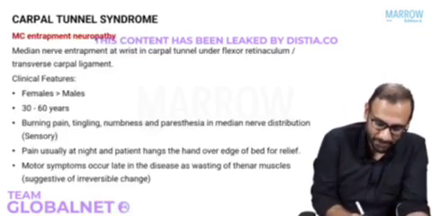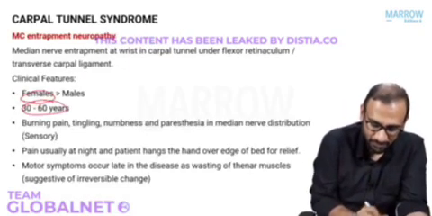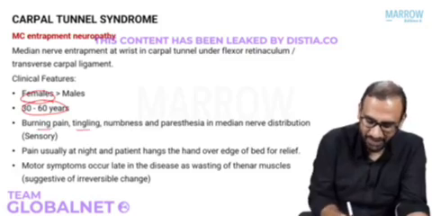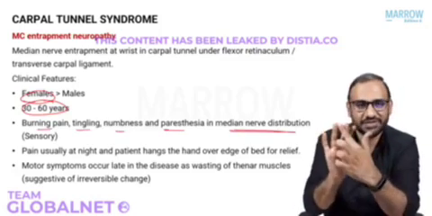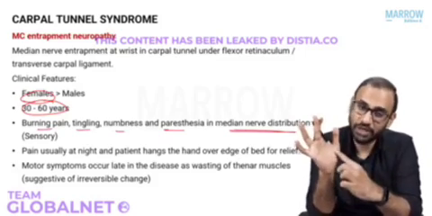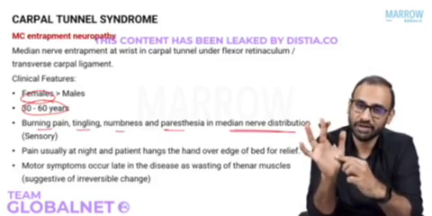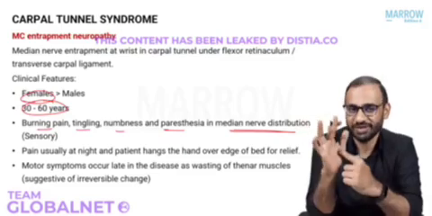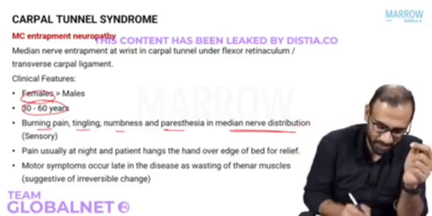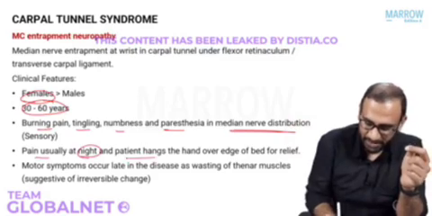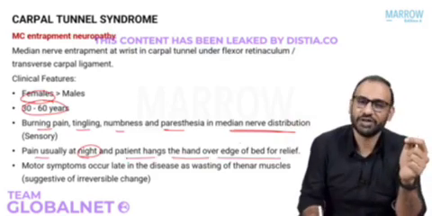So it will be a middle-aged female coming to you with burning, tingling and numbness and paresthesia in the median nerve distribution. These fingers. Right? Not the thenar part. Because the superficial branch supplies the thenar part. The deep branch supplies the fingers. Very important. Pain is usually at night, and the patient hangs the hand over the edge of the bed for relief.